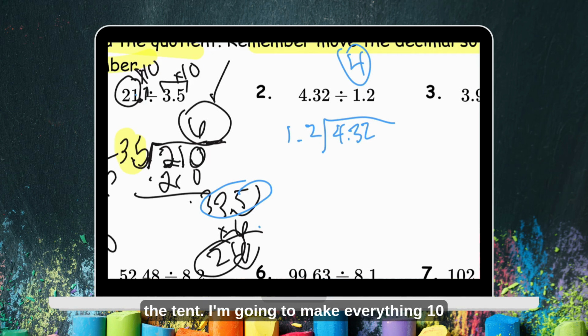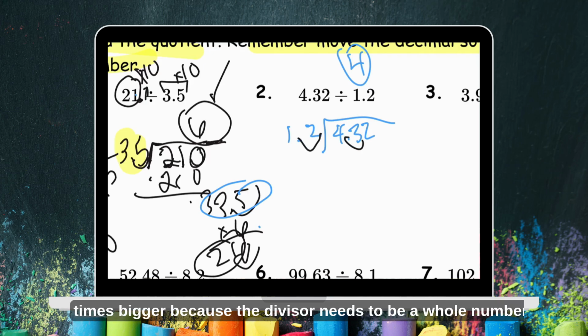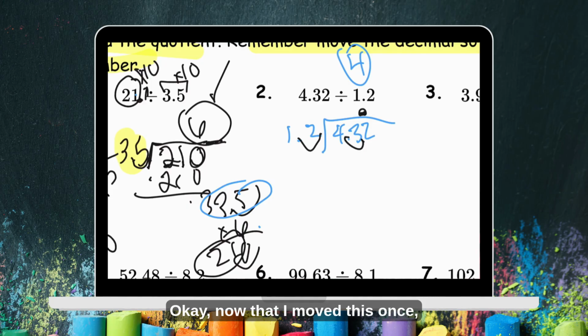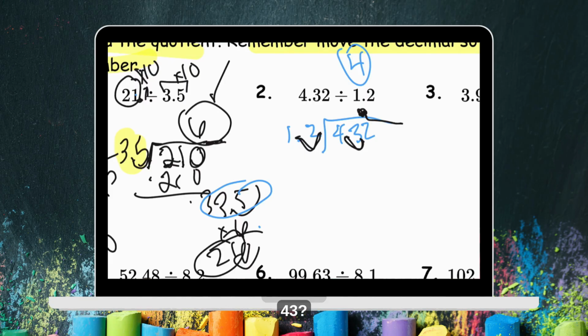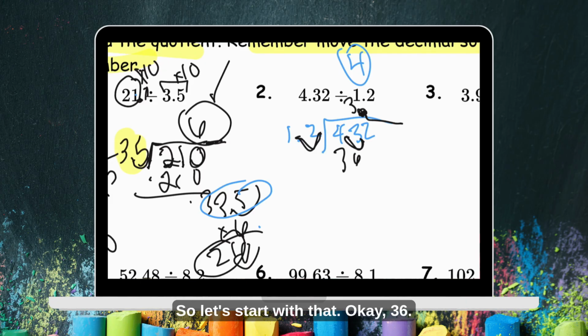I'm going to make everything 10 times bigger because the divisor needs to be a whole number. Okay, now that I move this once, I'm going to lock in my decimal point. It goes right here. And then now I'm thinking, how many times does 12 go into 43? So I know that 12 times 3 is 36, and 12 times 4 would be too big, so let's start with that. Okay, 36. So 6, 4, 7. I'd have 7 left over.